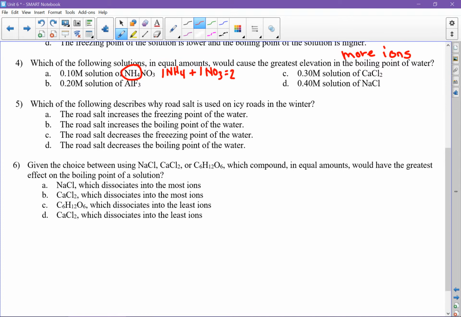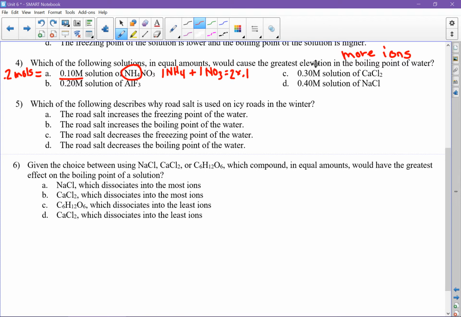Okay? You also have 1 whole NO3 ion. Altogether, that's 2 of them. But they give me a concentration, so I'm going to multiply by that. Altogether, that gives me 0.2 moles of ions. So we're going to compare and see which other ones can beat that. Again, we want the highest number because we're looking for the biggest change.